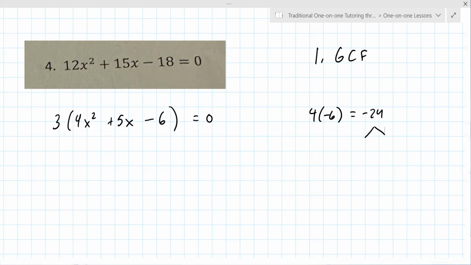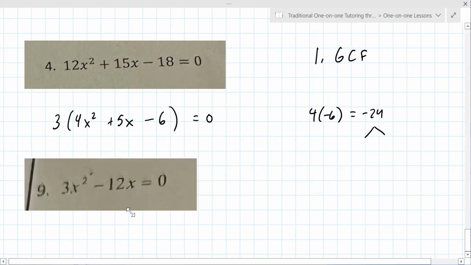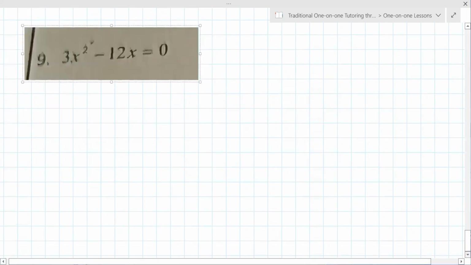I want to make sure we tackle everything. The lessons are 50 minutes, so I want to make sure we get through the other types of problems that I'm seeing on here. So I want to move to number nine. It's kind of like the one we just did. What do you see when you look at number 9? 3 is a greatest common factor. Anything else?